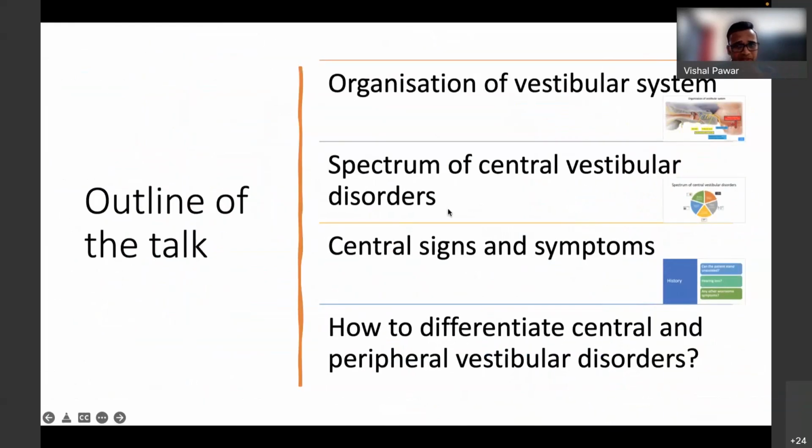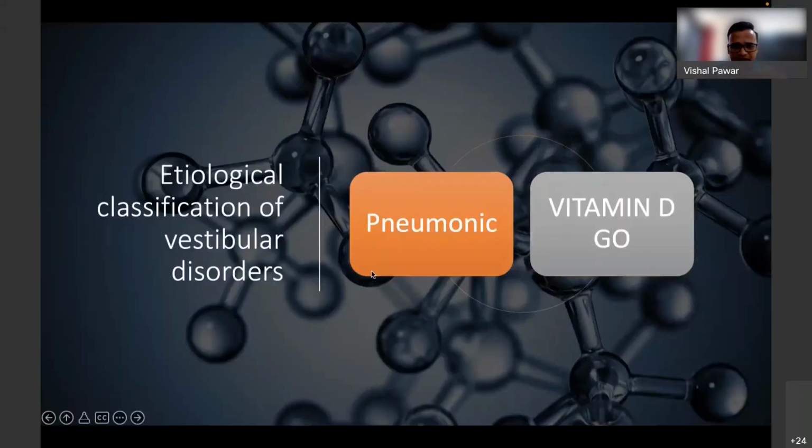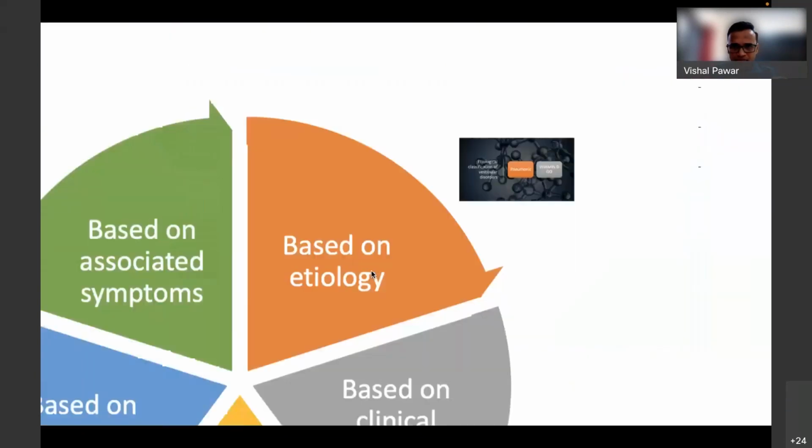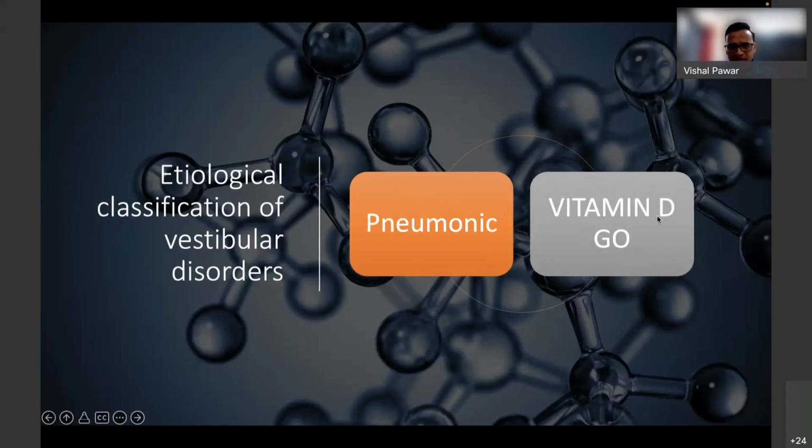That was about the gross organization of the vestibular system. Now I will go to the spectrum of central vestibular disorders. I have divided the central vestibular disorders based on etiology, based on clinical syndrome, based on prevalence, based on the triggers, and based on the associated symptoms. The first is based on the etiology, how we divide the central and peripheral vestibular disorders.